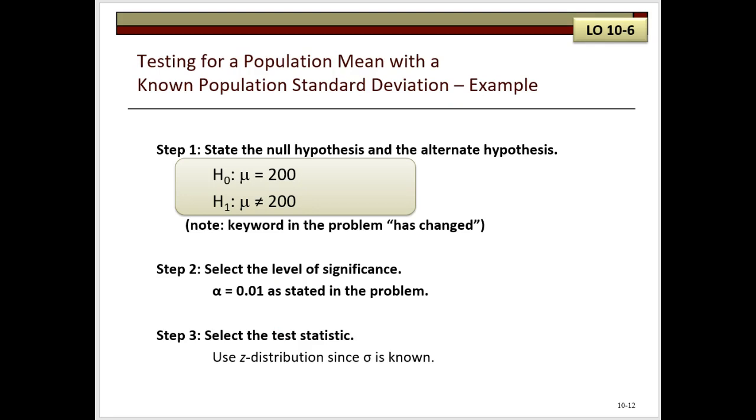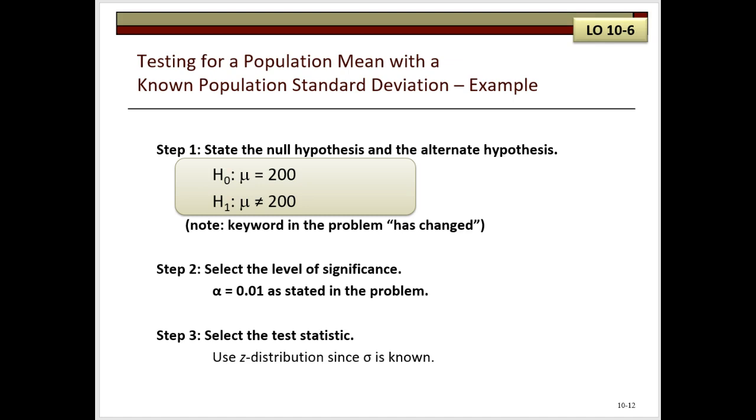This slide and the next few slides show the 5-step procedure for carrying out a test on a population mean when the population standard deviation is known. The test will use the z-distribution since the population standard deviation is known.